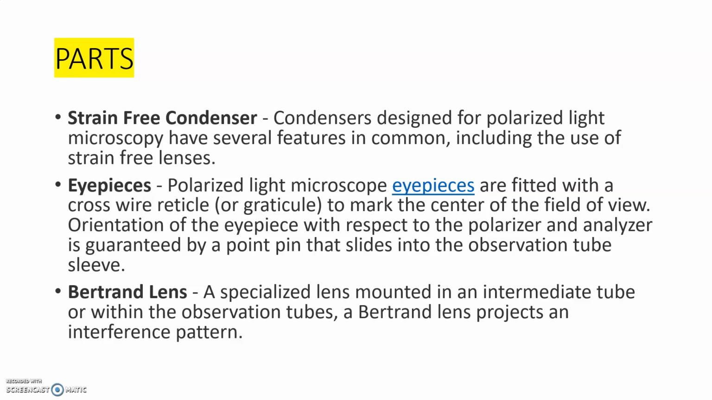Then the eyepiece. Polarized light microscope eyepieces are fitted with a crosswire reticle to mark the center of the field of view. Orientation of the eyepiece with respect to the polarizer and analyzer is guaranteed by a pin that slides into the observation tube sleeve. The next is the Bertrand lens, a specialized lens which is mounted in an intermediate tube or within the observation tubes. A Bertrand lens projects an interference pattern.